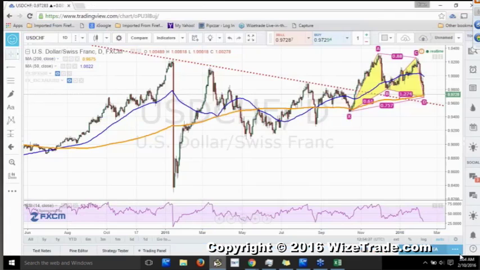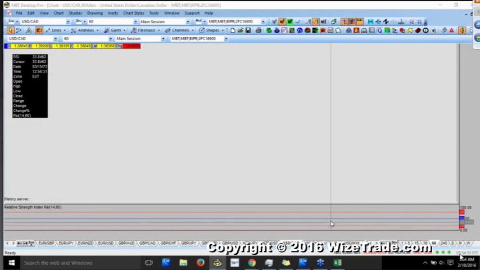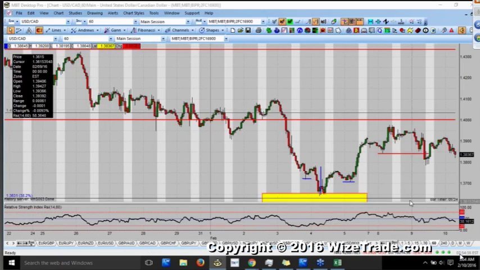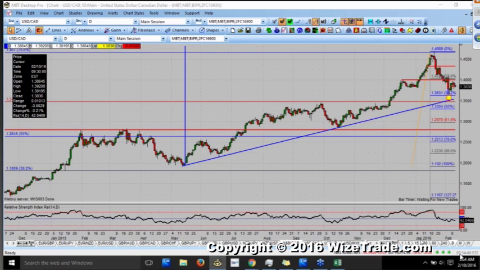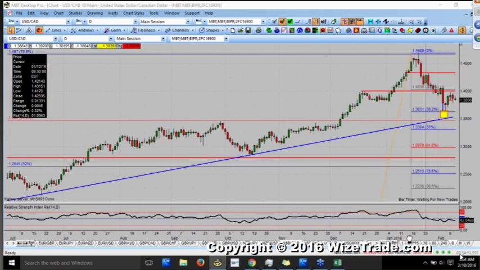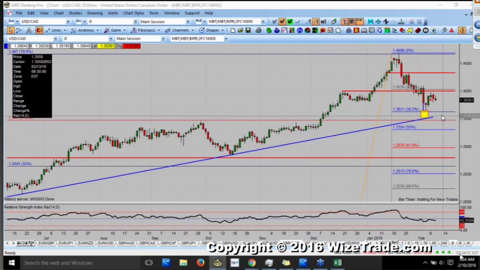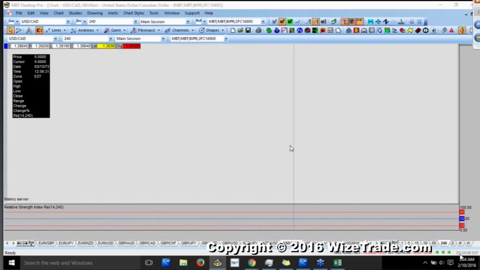Dollar Canadian. As I pointed out a little earlier, if crude oil finds a bottom, the Canadian currency is really going to start to strengthen here. I'm not really too sure what to do with the Canadian at this point. I can tell you this much: resistance is at 140, support's at 135.50, but I think we can be a little better than that.